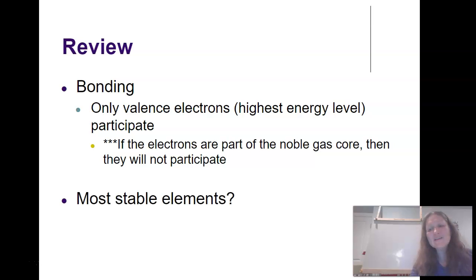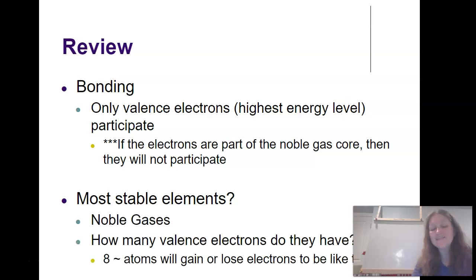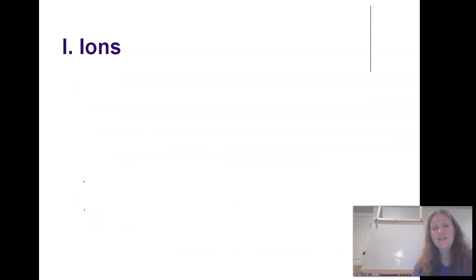Okay, and we want to remember our most stable elements. So what elements on the periodic table are all of our other elements trying to be like? They're trying to be like our noble gases. And why? Because our noble gases have 8 valence electrons already. So all of our other elements are going to try to gain or lose to be like them.